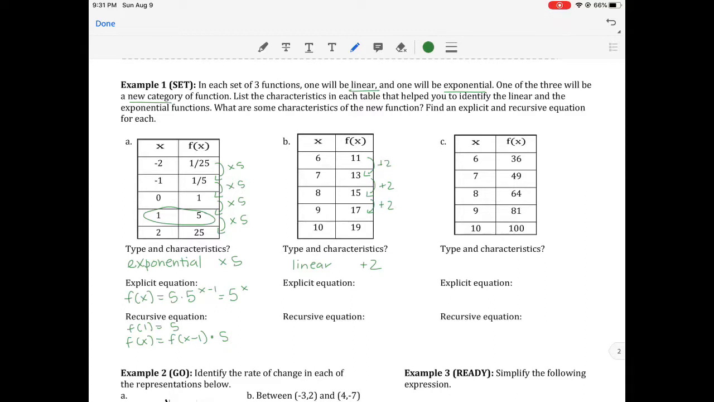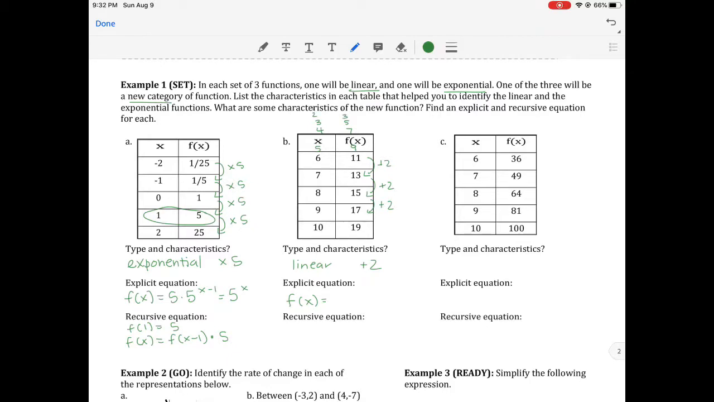So now, let's think about the explicit equation. F of x equals, hey, we need the first term. So here you're going to have to work backwards. Like, the 5th term is 9. Keep subtracting 2. The 4th term is 7. The 3rd term is 5. The 2nd term is 3. So the first term is 1.